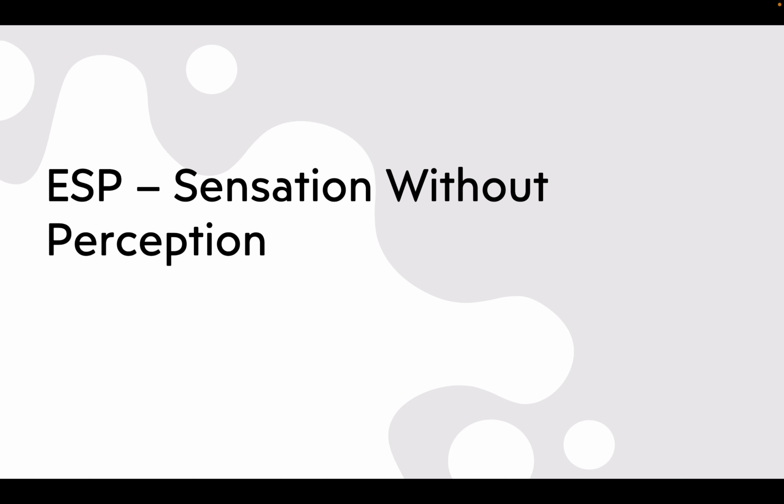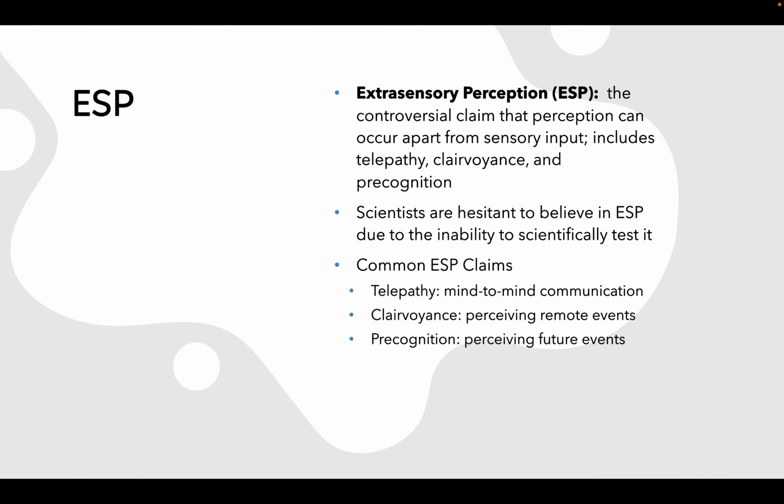The last one we are going to talk about is ESP, and I realize now that I did the labeling of this backwards because it is perception without sensation, not sensation without perception. So I will try and remember to fix that. So what is ESP? ESP is extrasensory perception. This is the controversial claim that perception can occur apart from sensory input. This can include telepathy, clairvoyance, and precognition. Scientists are hesitant to believe in ESP due to the inability to scientifically test it.